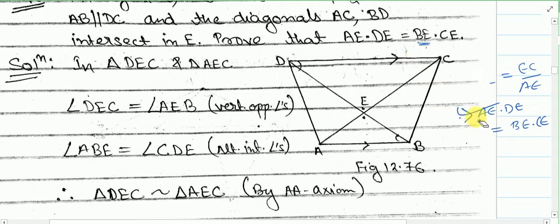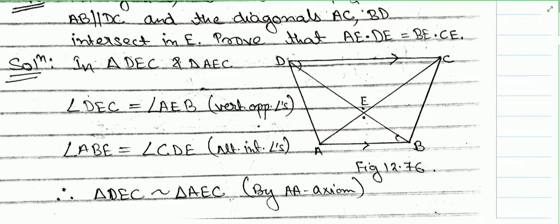Now see the writing part. Here you will write in triangle DEC and AEB. One correction is required here: this is not C, this is B. Please correct it. So you will write in triangle DEC and triangle AEB.